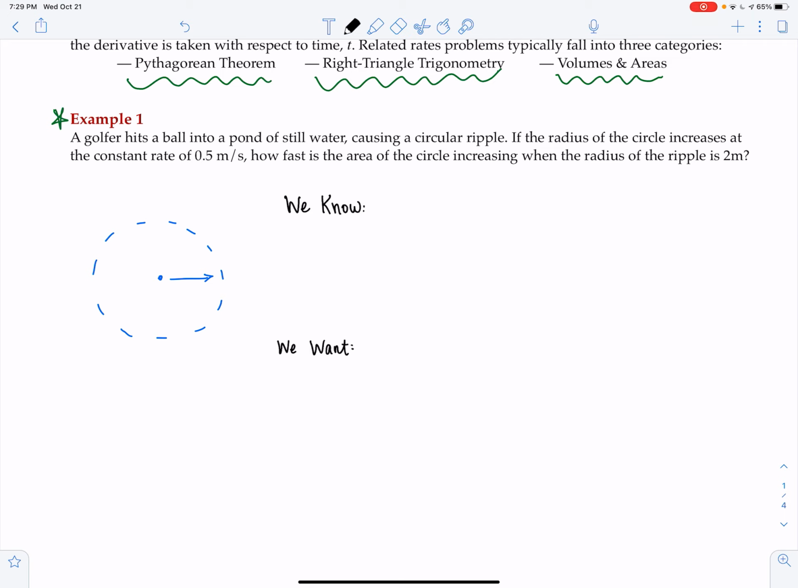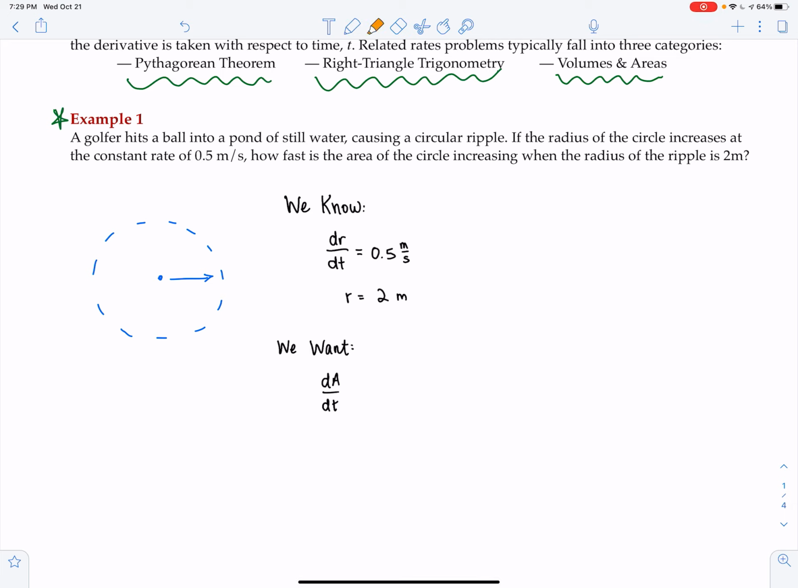So because we're talking about the rate at which the radius is increasing, we want a derivative. And in this case, we would represent that derivative as dr over dt. Literally the rate at which the radius is changing over time. And that is just represented by the numerical value 0.5 meters per second. And it's asking how fast is the area of the circle increasing. So that means we want to know dA over dt, specifically when the radius of the ripple is 2 meters. So that means our radius of this situation is 2 meters.